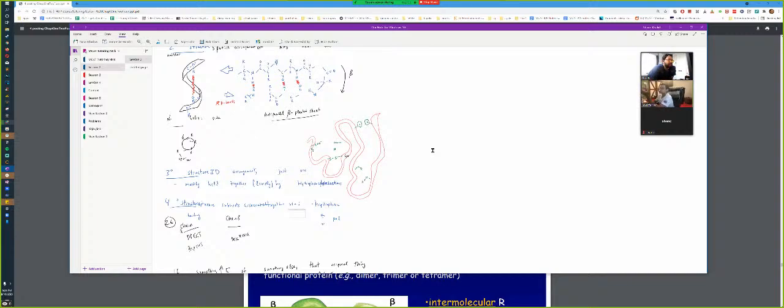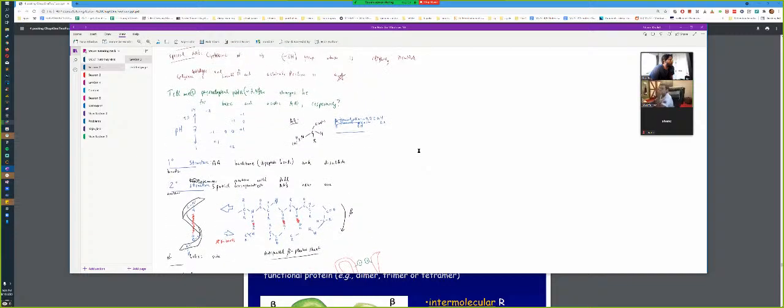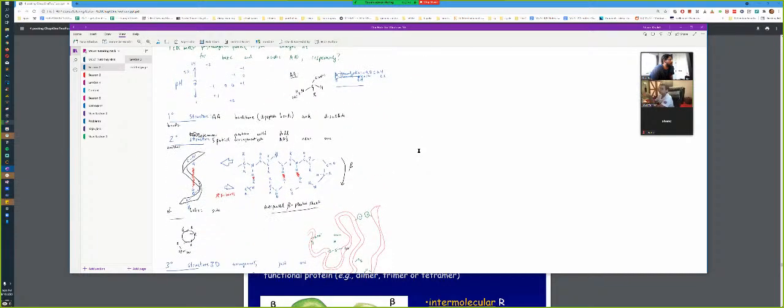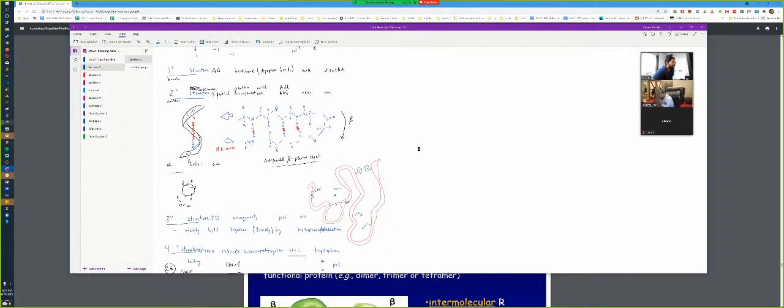Wait, can you go back up? Yeah. How high? The secondary structure. Determine spatial arrangement of amino acids near one another. Oh, sorry, near one another. Okay. Yep.